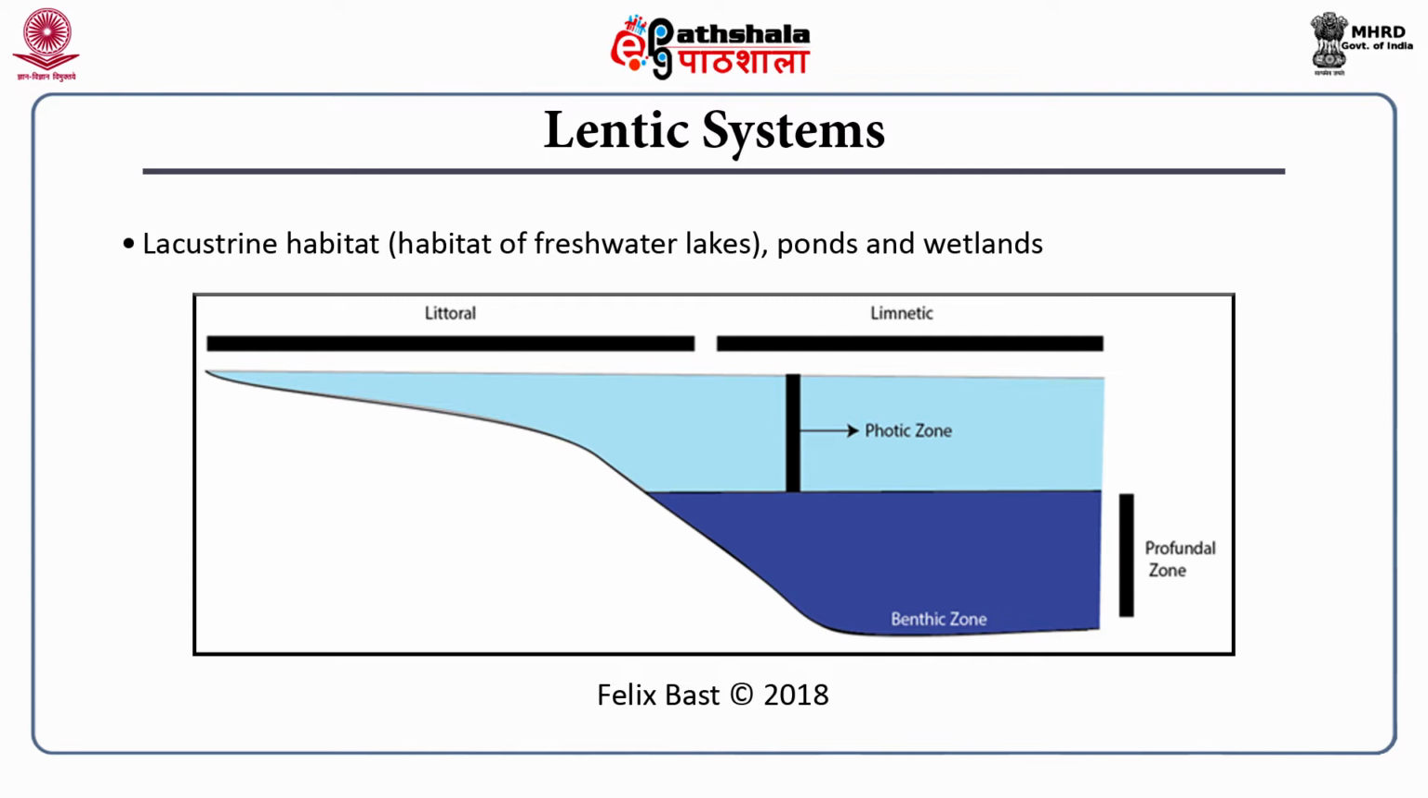In both littoral as well as limnetic zones, the first few meters of water is called the photic zone. The photic zone is a zone in which sunlight penetrates. That is the only location where algae can live. So algae and phytoplankton can live only in the photic zone naturally. While the littoral zone is entirely photic, in the limnetic zone only the first few meters are photic.